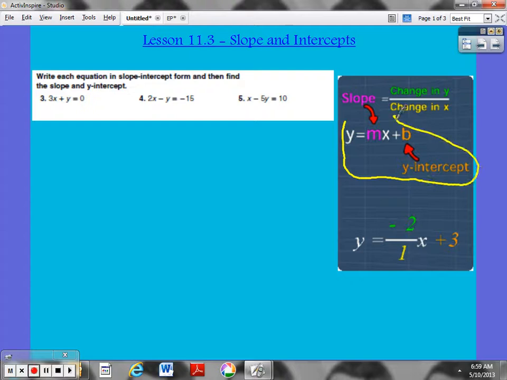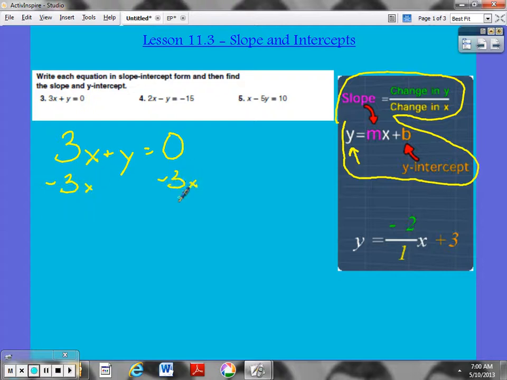I'll circle everything here. Slope is the change in y over change in x. And then we have y is equal to mx plus b, where m is the slope and b is the y-intercept. So take a look at this first one. We have 3x plus y is equal to 0. I need to write this in slope-intercept form. The y needs to be by itself, and then I need to have the slope, which is going to be the 3. So I'm simply going to subtract the 3x from both sides.